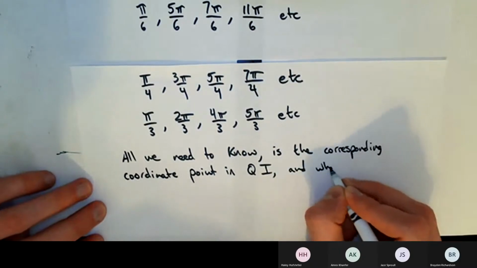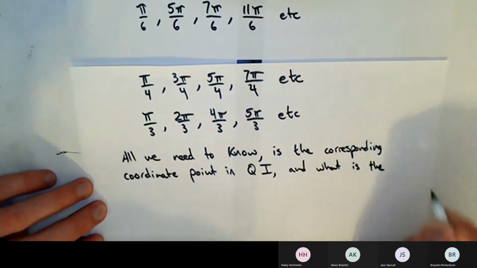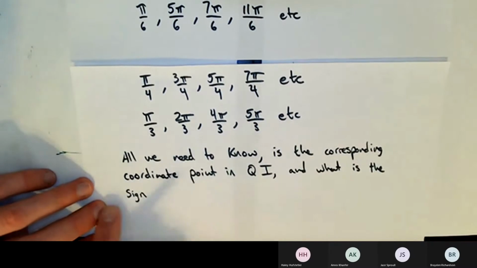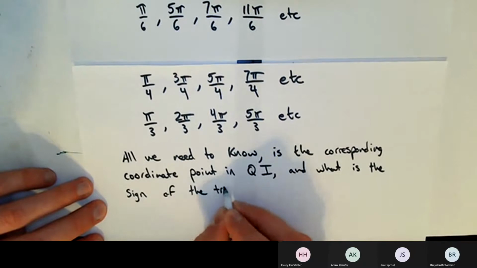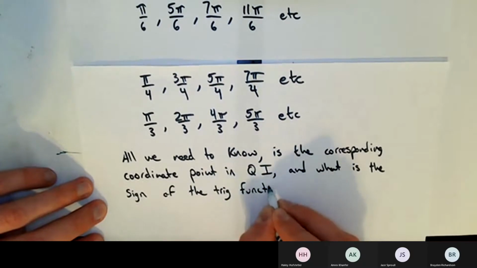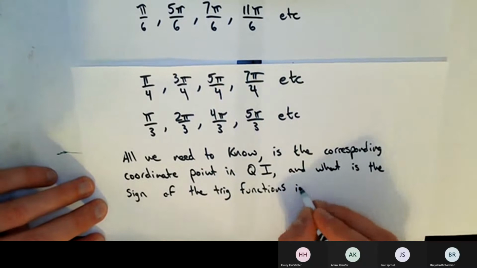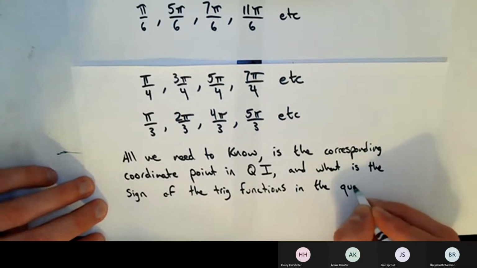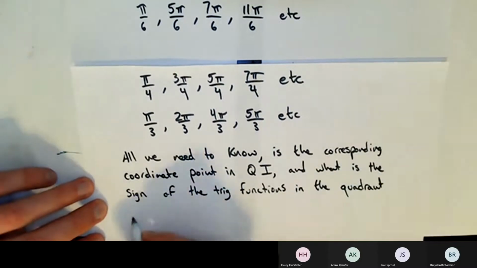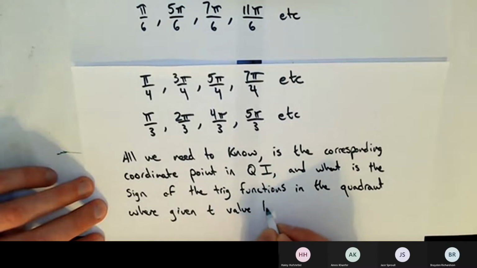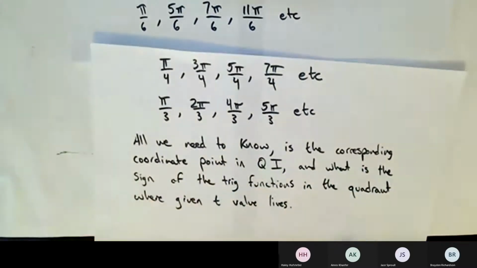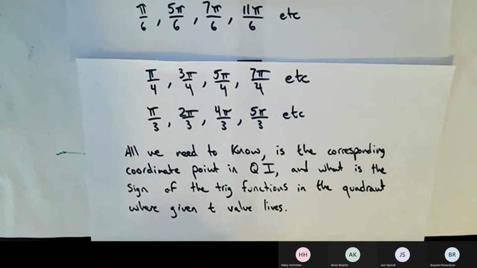and second, what is the sign, plus or minus, of the trig functions in the quadrant where the given t value lives. This is how we're going to deal with special angles outside the first quadrant.